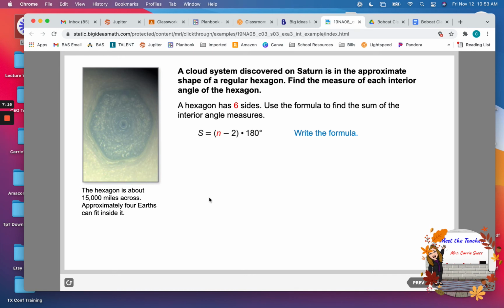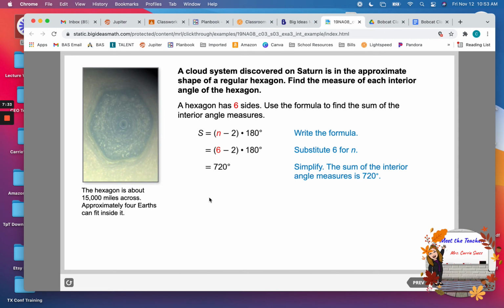You had it. So where do we plug in our 6? Where the n goes. 6 minus 2 is? 4 times 180. 720. Very good. How am I going to find the measure of the interior angles?